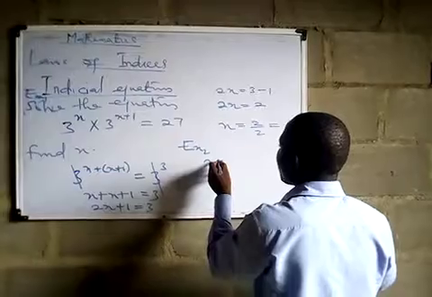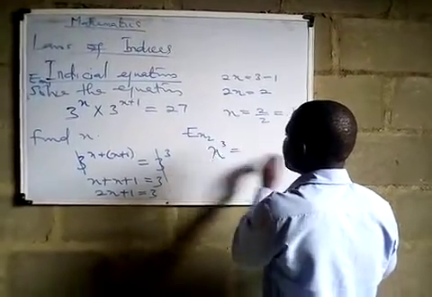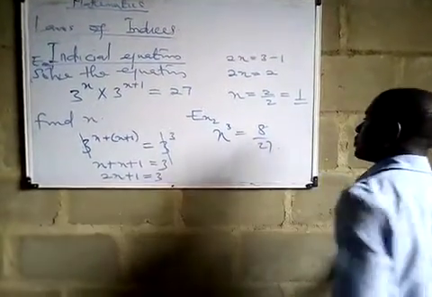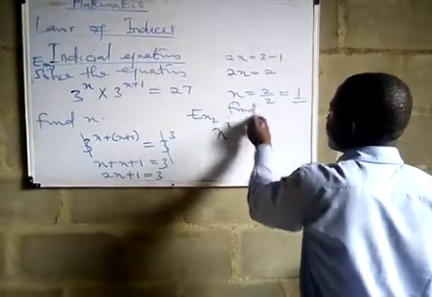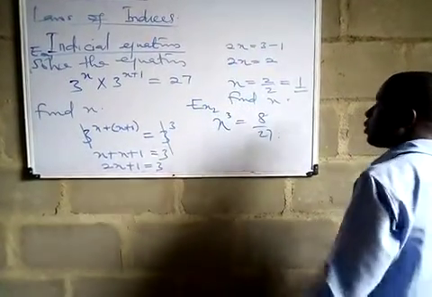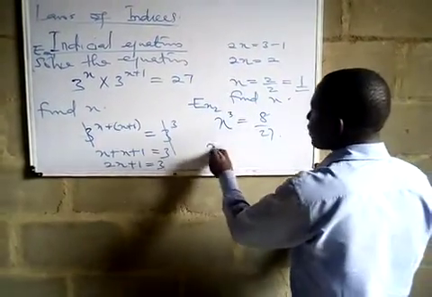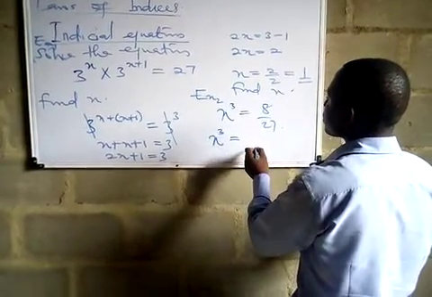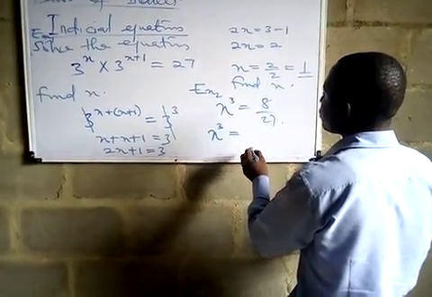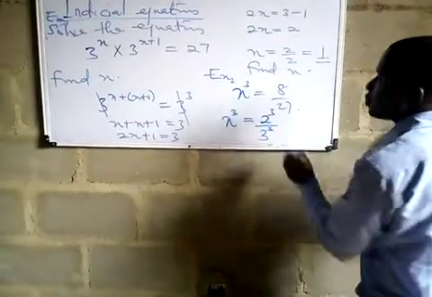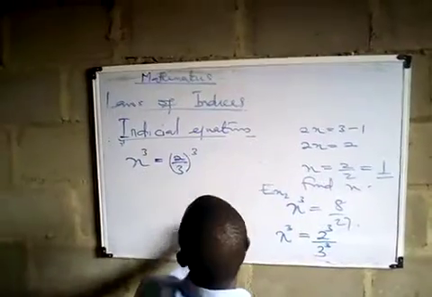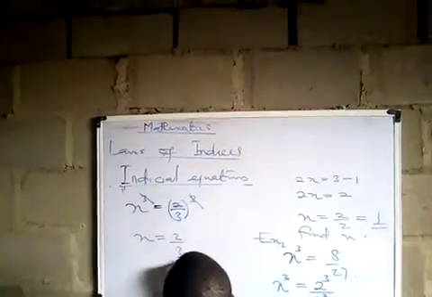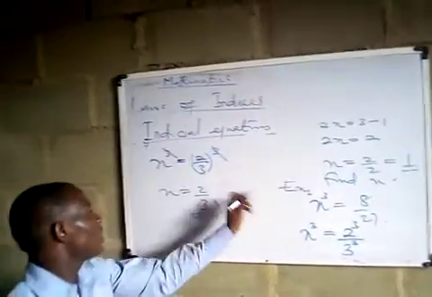Solve the equation: x raised to the power of 3 equals 8 over 27. You are now asked to find x. What will I do? I have x raised to the power of 3 equals 8 over 27. So finally we have the cube root of each, 3 cancels 3. So x equals 2 over 3. That is what you are going to have from there.